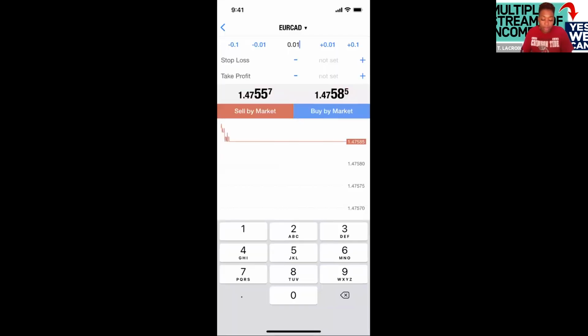Sorry, my phone went to sleep. Okay, so I'm going to put in 0.01 for this example. And I'm hitting, what did he say? Sell?